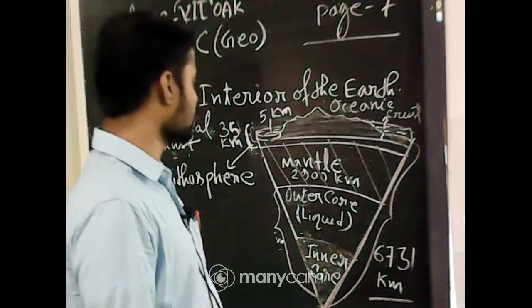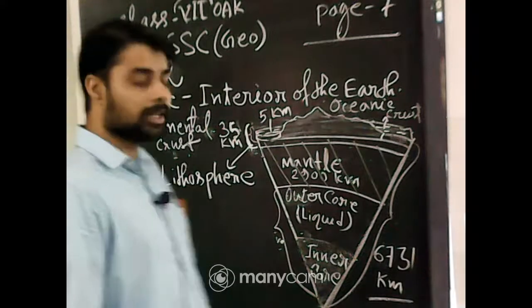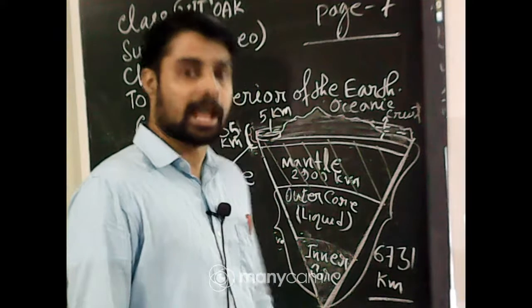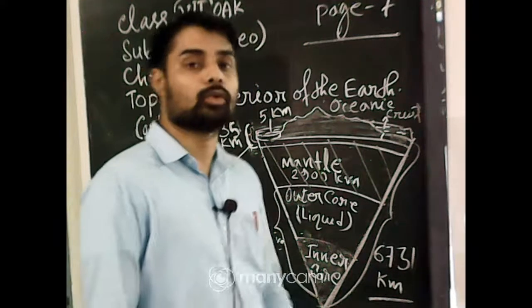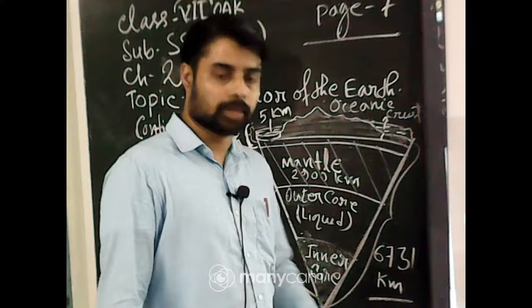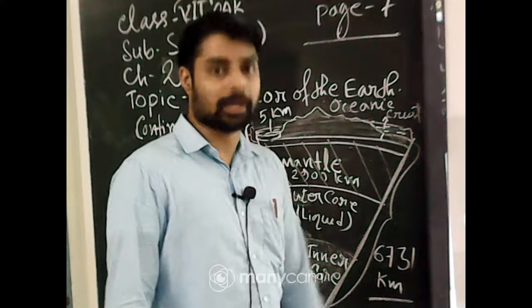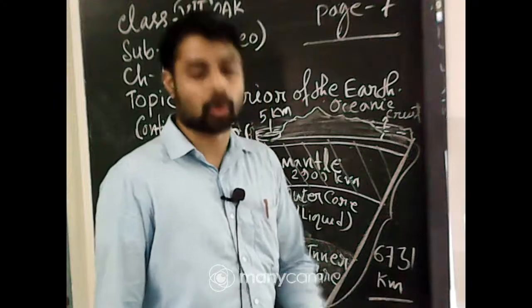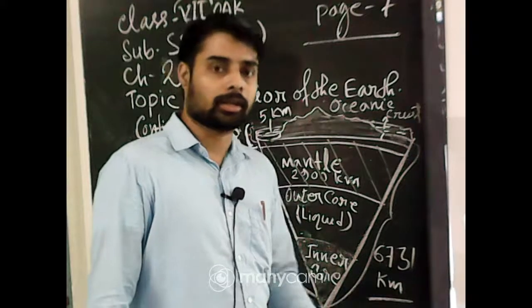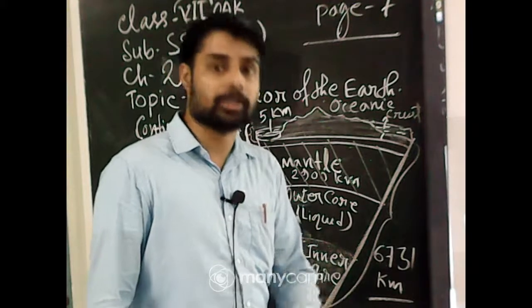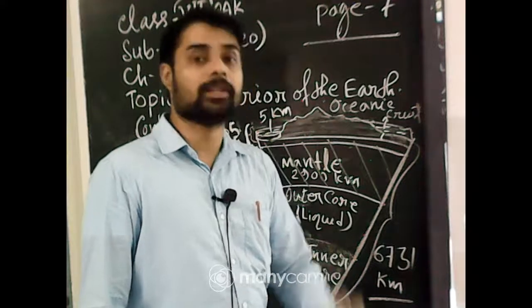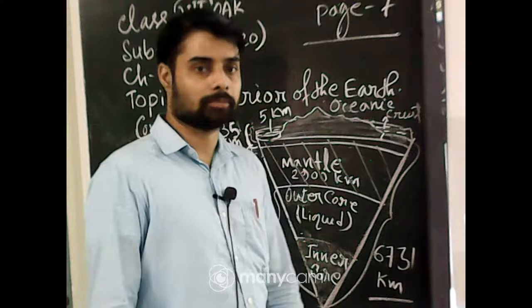Sial means the silica and alumina, it is not aluminium. Okay, remember, alumina and aluminium are two different things. Aluminium is a metal and alumina is a compound of aluminium and oxygen, and the chemical name of alumina is aluminium oxide. Okay.